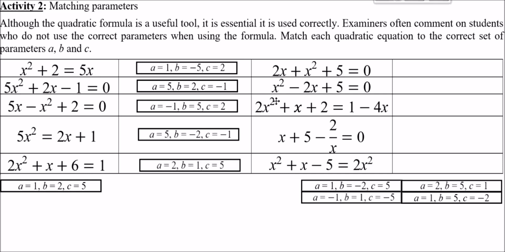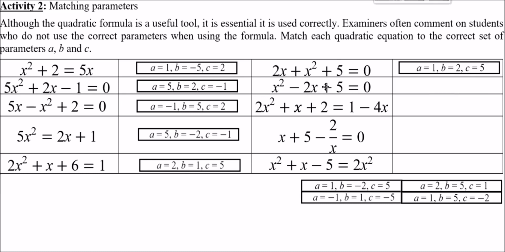Now we can move on to the ones on the right-hand side. So here, don't get confused and think it's 2, 1, 5. Always start with the coefficient of x squared. So this is 1, 2, and 5. And so we're going to have 1, 2, and 5 over here. So that one matches to this one. Next up we have 1, minus 2, and 5, which is going to match to this one here.